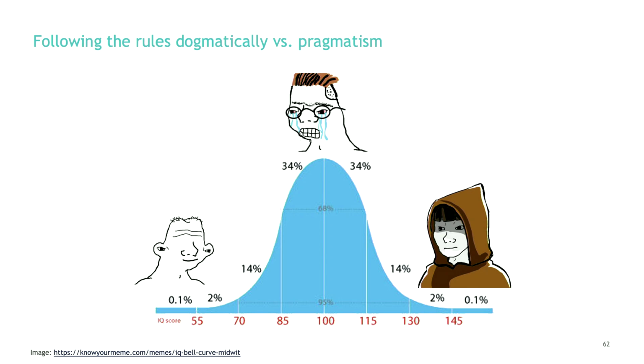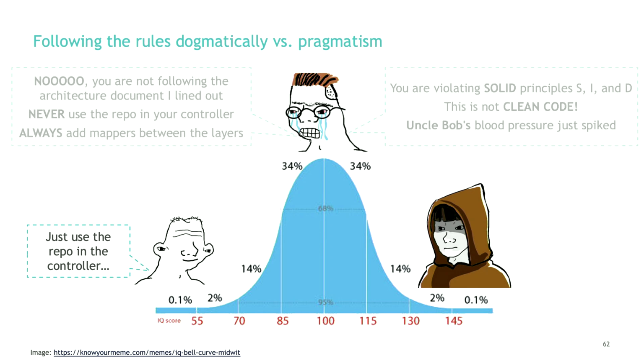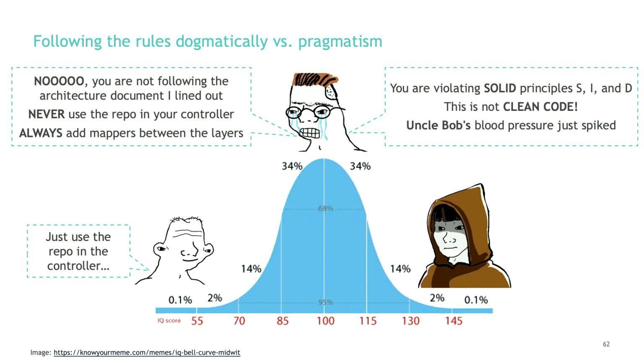There is always a gap, or an important thing to consider, whether you should follow rules dogmatically or whether you should develop your own pragmatic approach. On the left side of the bell curve, you might have somebody saying, whatever, I don't know any better, I would just use the repository directly in my controller. And then as you learn more and more about rules, and maybe read Clean Code, you might end up becoming that person who is really dogmatic about rules and says things like, oh, you didn't follow my guidelines.